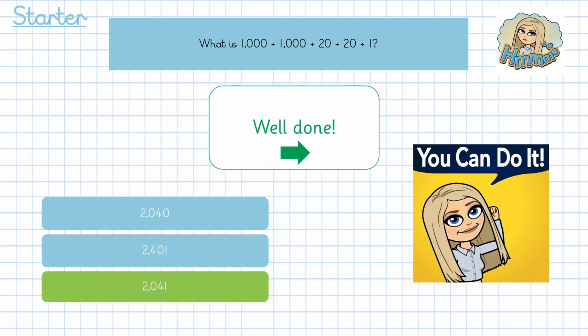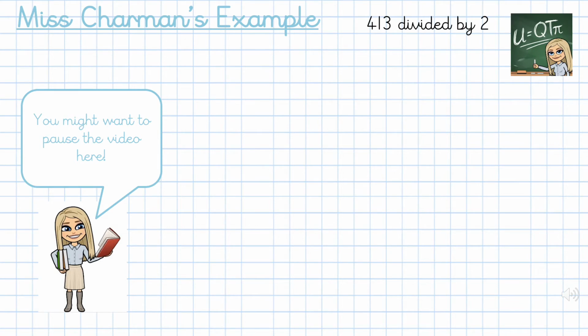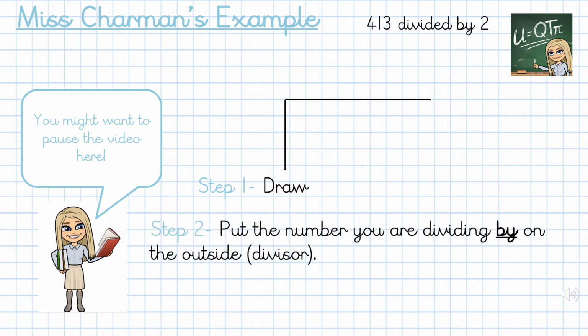Well done, year 4, for joining in my quiz. I'm now going to show you how to do short division. The first thing you need to do is to draw your bus shelter. Make sure you use a ruler.